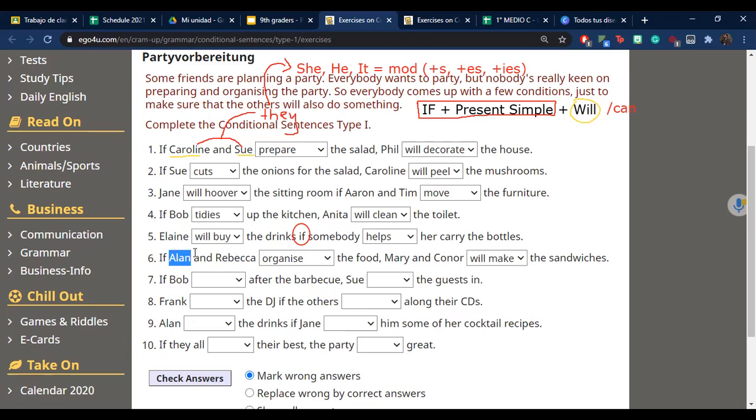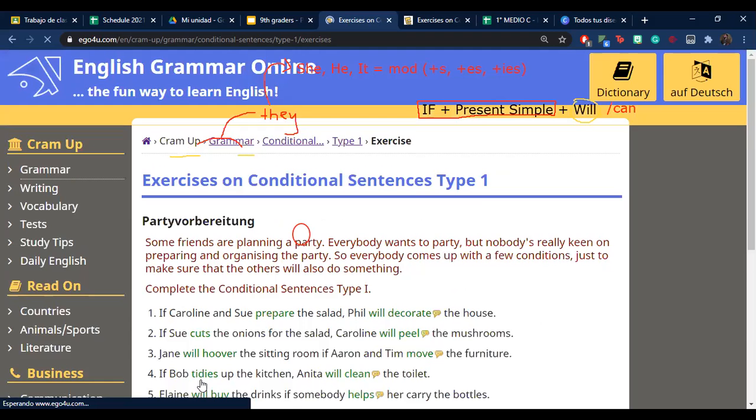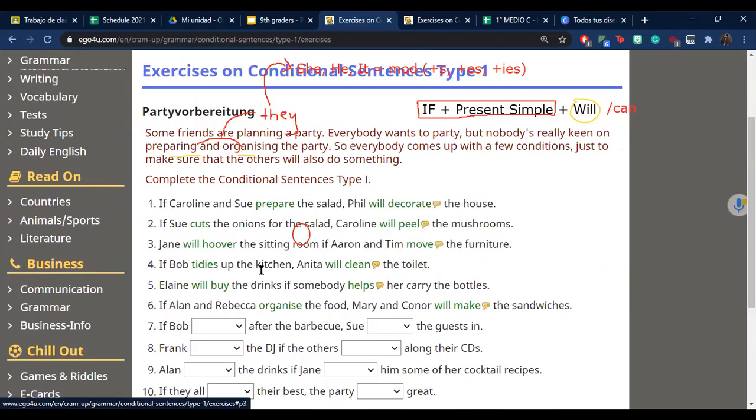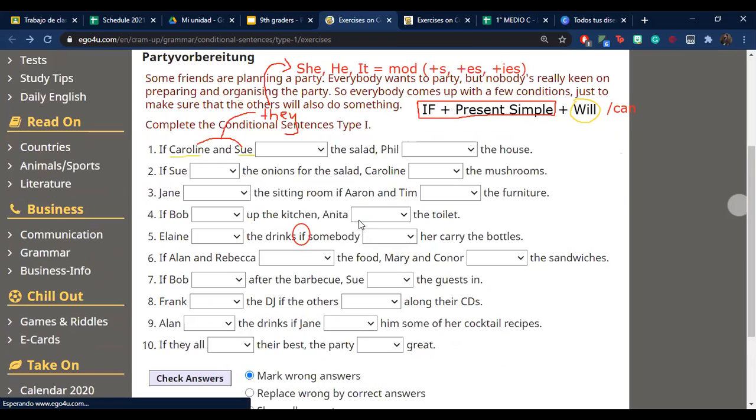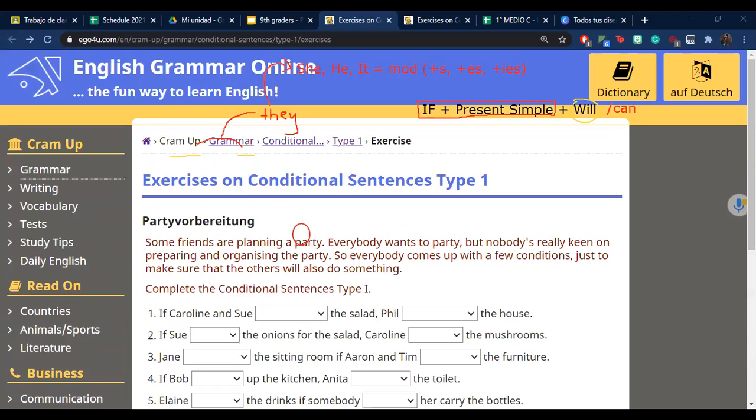So what we have here, if Alan and Rebecca, this is they. We have the condition, comma, and the result with will. And if we check them, they are correct. Okay, I'm gonna leave this website on the Google Classroom with the homework. The homework for next week, that will be homework number 3, is gonna be about the conditional. You finish this homework of will, and here we have the conditional number 1. You have to match, hay que unir, match again.